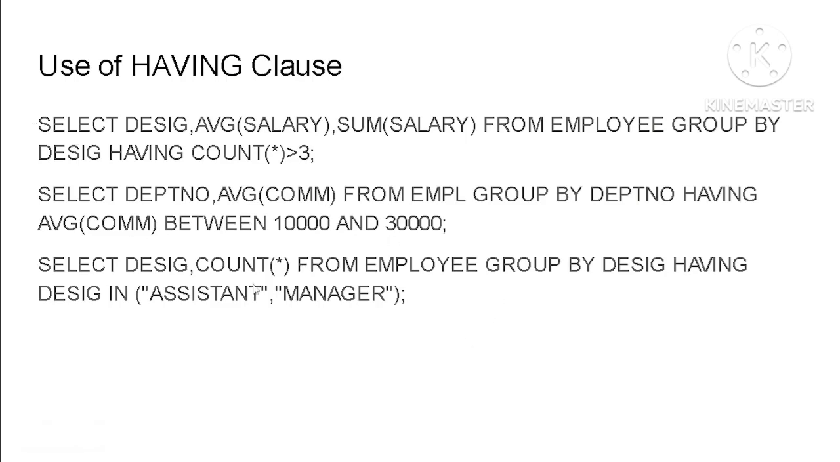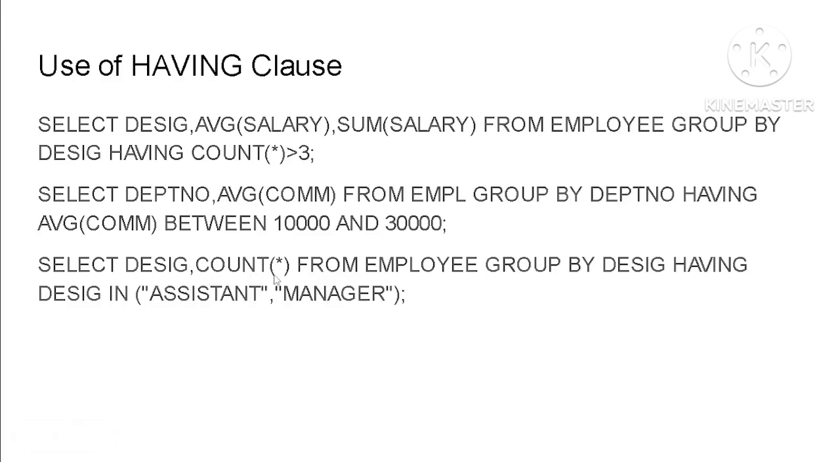See, these are some syntaxes that we can use. Select designation, average of salary, sum of salary from employee, group by desig, having count more than 3. So when there are more than 3 people having the same designation, those people's details will only be fetched, right?